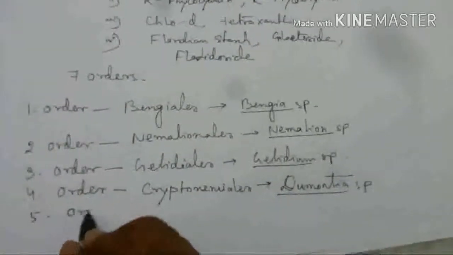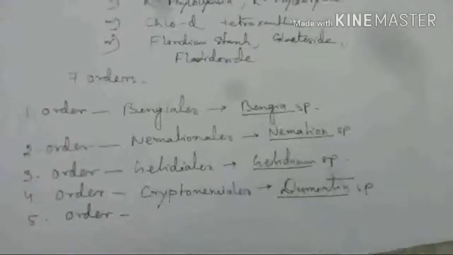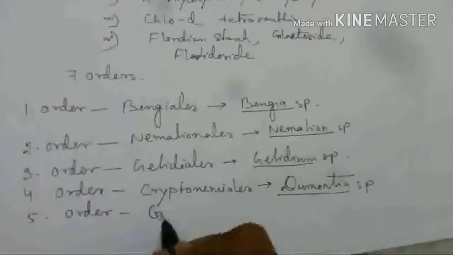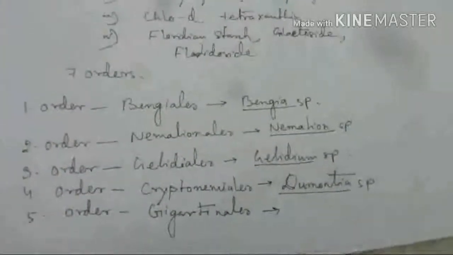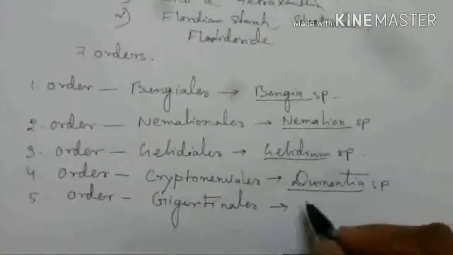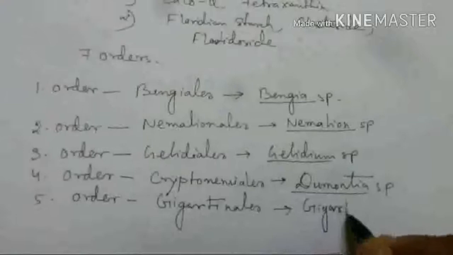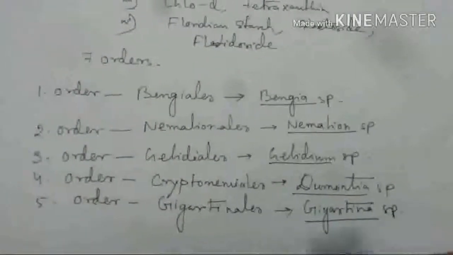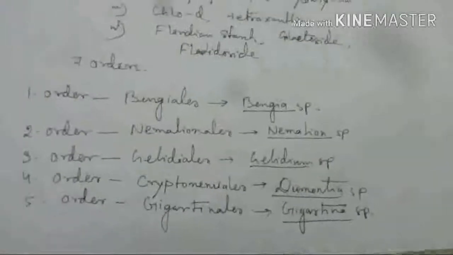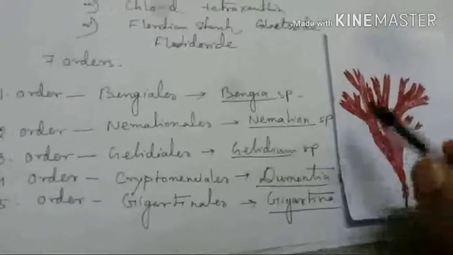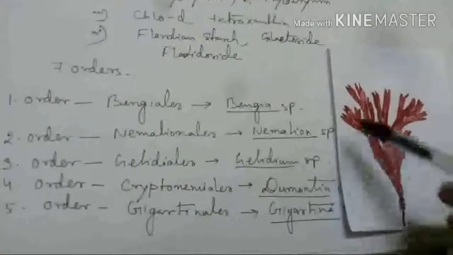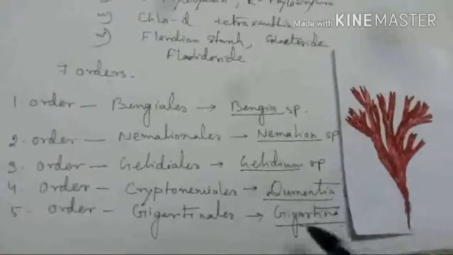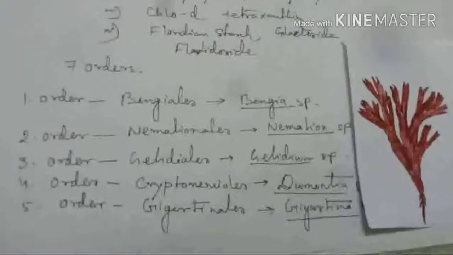Now the fifth order is Gigartinales, and an example of this order is Gigartina. This algae is commonly known as sea vegetable. So this is the Gigartina algae, commonly known as sea vegetables, red in color, and this is the thallus of Gigartina algae.